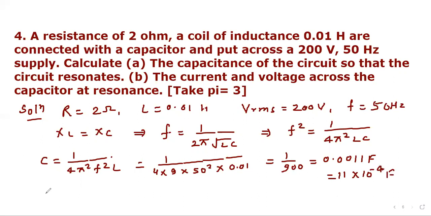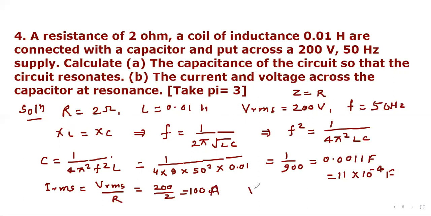Now we have to find out IRMS. IRMS is equal to, since Z will be equal to just R, because XL minus XC is 0 because it is resonating. So IRMS equal to VRMS divided by R. So VRMS is 200 and R is 2 ohm. So it will be 100 ampere. Then voltage across capacitance is IRMS into XC.